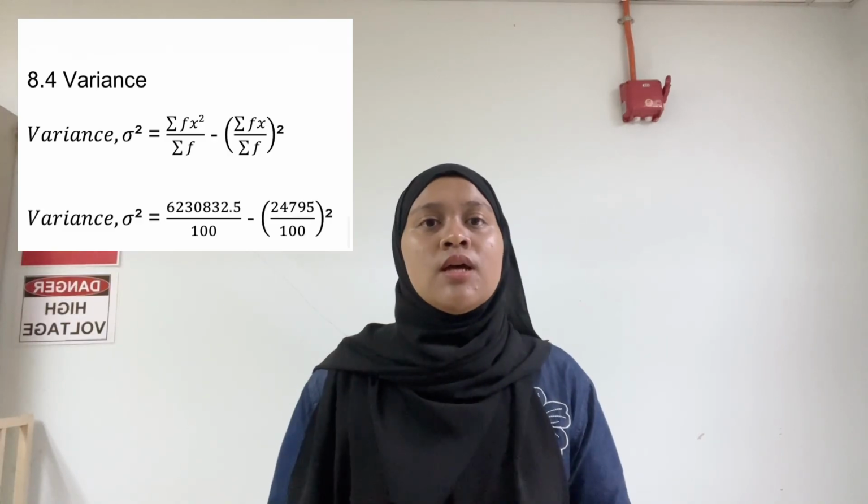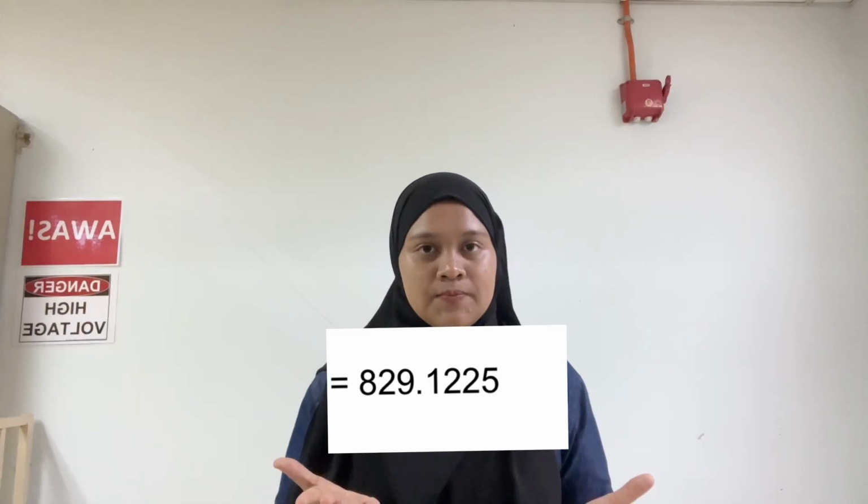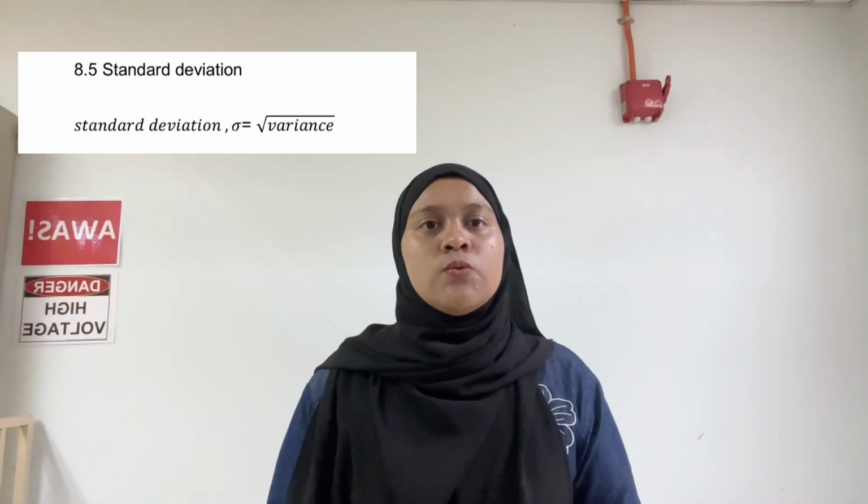Moving on, the variance was calculated using the formula involving total fx squared and total fx, which resulted in this. Finally, the standard deviation, which is the square root of the variance, was found to be approximately 28.79. This value helps us understand the distribution and spread of the data clearly.